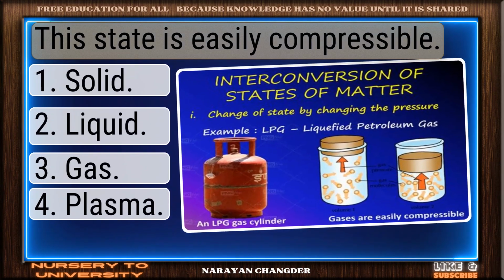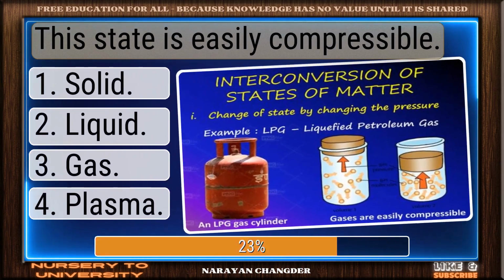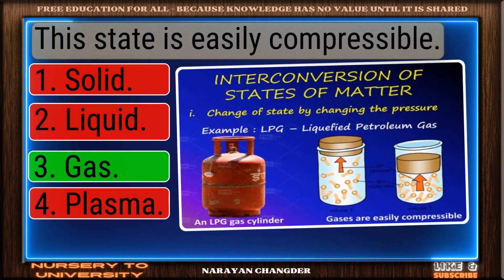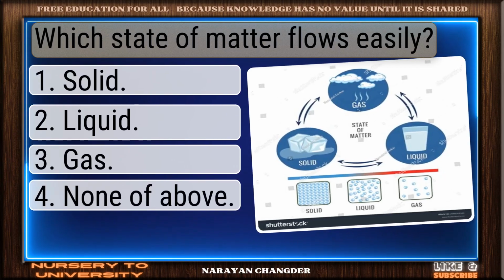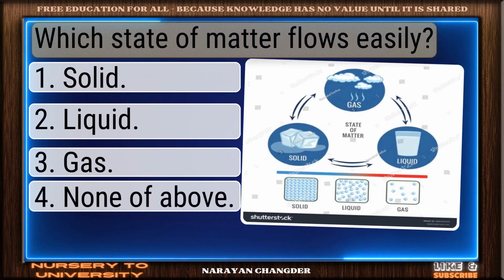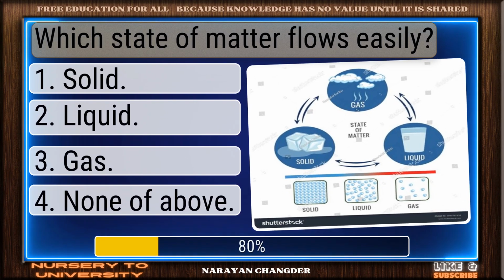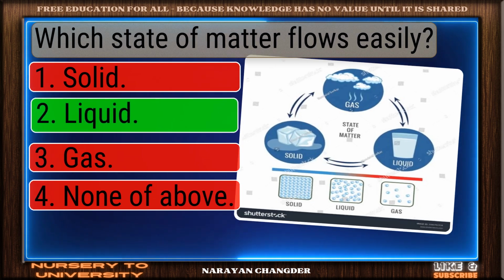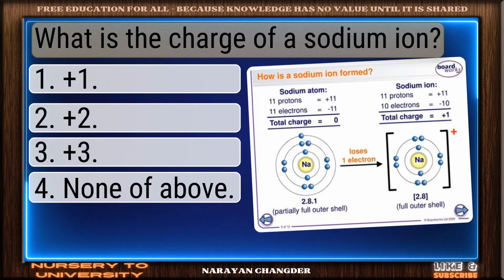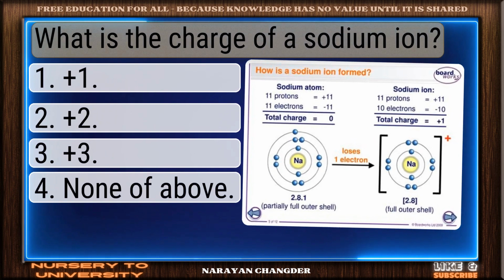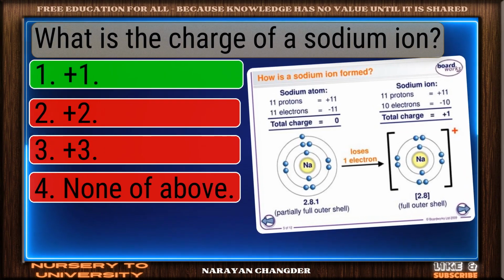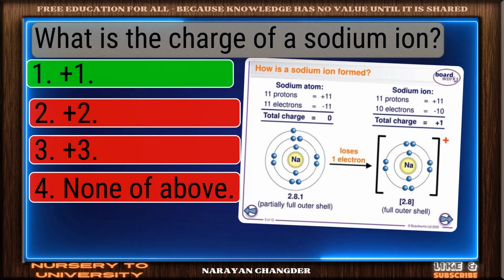This state is easily compressible. Well done. Gas is the right choice. Which state of matter flows easily? Excellent. Liquid is a brilliant choice. What is the charge of a sodium ion? You got it. Your choice +1 is right.